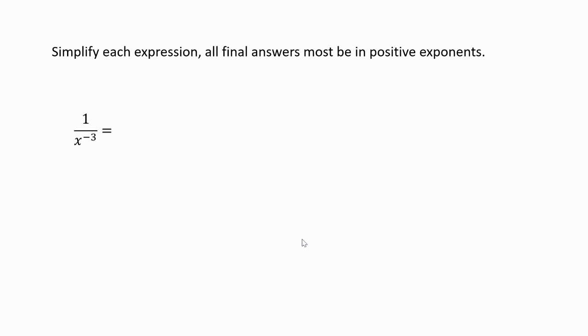All right, so now what happens when they're on the bottom? Well, it goes to the top. It doesn't really just go up there. That's the end result of using the shortcut of a rule. Let me show you what's going on with this. We end up with just x to the third.